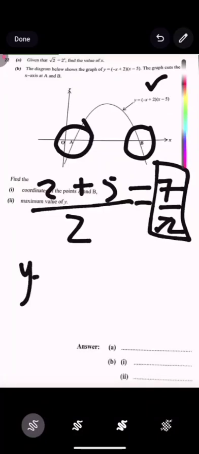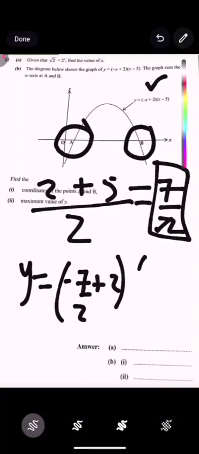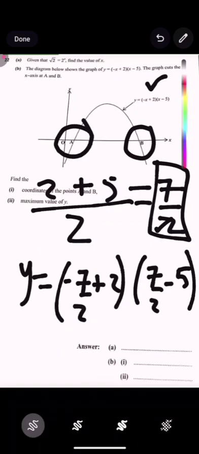Y equals -(7 over 2) plus 2, over, brackets, then 7 over 2 minus 5. Okay, then you start solving. But again, this can be a bit, let me see, is that other approach better? Because here you have to solve fractions.